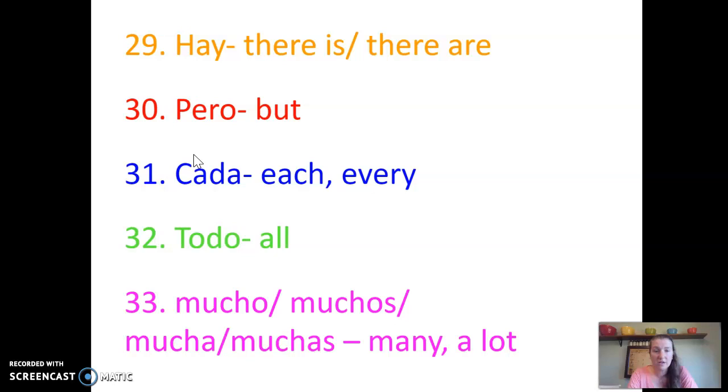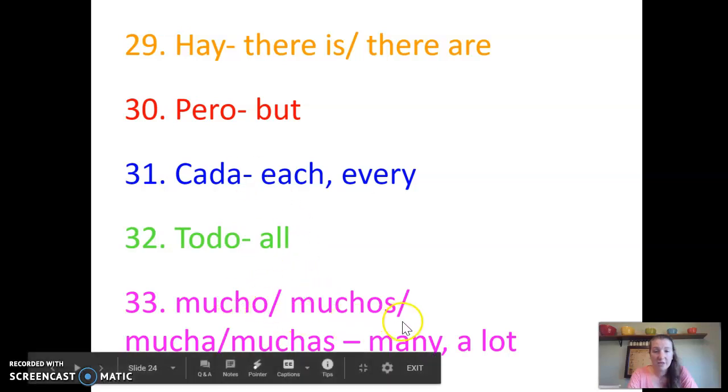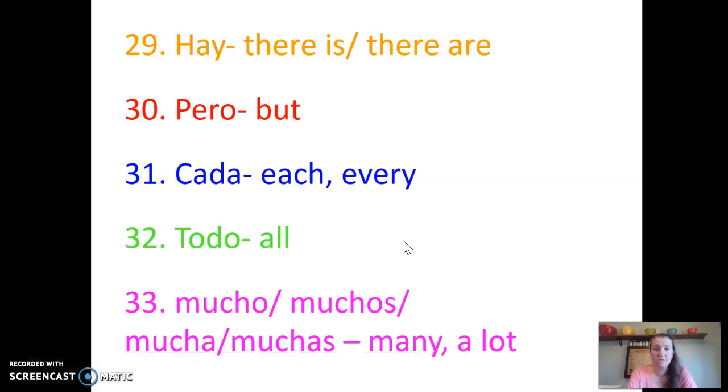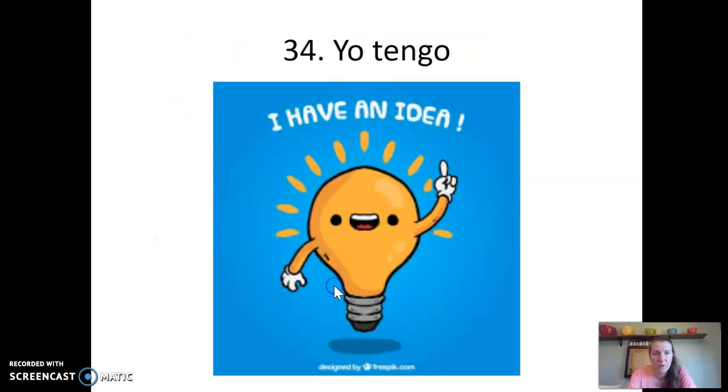Cada means each or every. Todo is all. And then you have a lot of Spanish words that mean many or a lot. So you have mucho, muchos, mucha, muchas. Right? You get four different versions. Kind of just depends on the grammar of the sentence and what you have a lot of. That's why there's so many different ways to say it in Spanish.